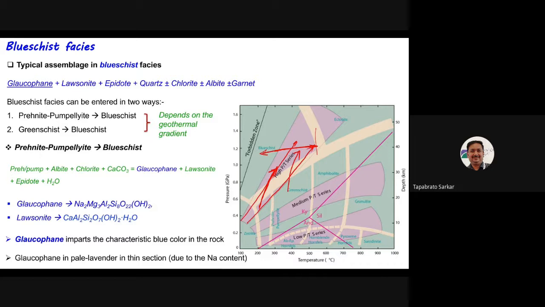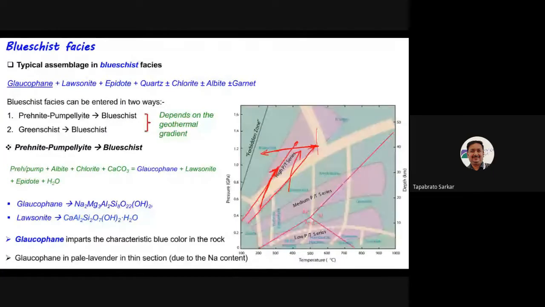Okay, so the typical assemblage is a mineral called glaucophane, which I already told you is an amphibole. So the main assemblage is amphibole, which is glaucophane. There is a mineral called lawsonite, epidote, quartz, chlorite, garnet. So these can be there. So the main primary assemblage is glaucophane, lawsonite, epidote and quartz. These are the main minerals which are present in the rocks of the blue schist.